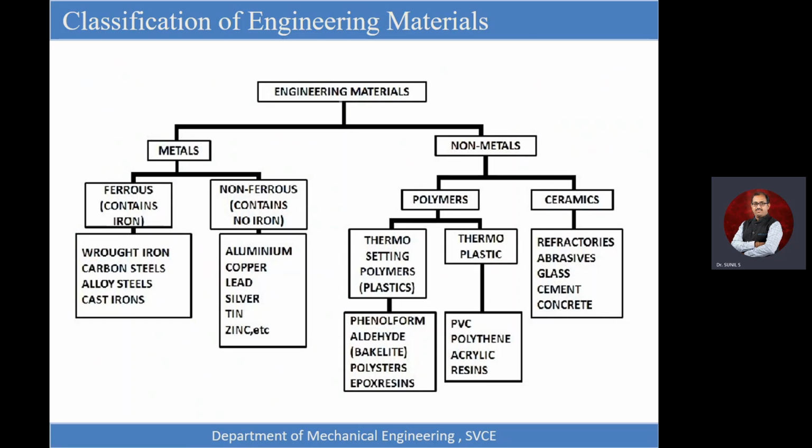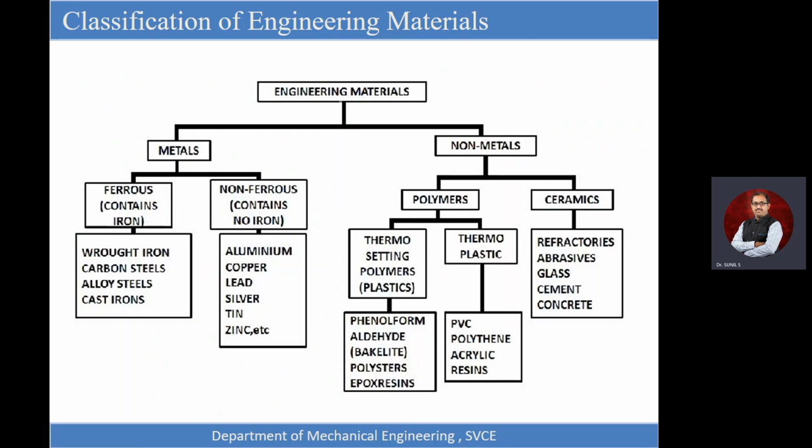Classified as ferrous. Any metal consisting of some component of iron, we call it a ferrous material, and those which don't contain iron are called non-ferrous. Again, in ferrous there are four types: wrought iron, carbon steel, alloy, and cast iron. This we have discussed in the earlier class. And in non-ferrous, there are various examples like aluminum, copper, lead, silver, gold, tin, etc.